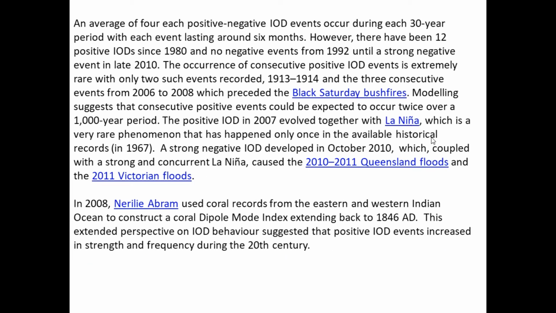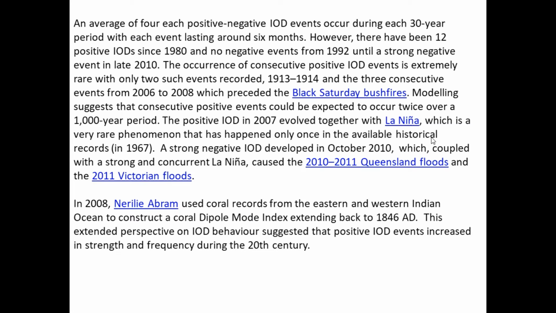An average of 4 each positive and negative IOD events occurred during each 30-year period, with each event lasting around 6 months. However, there have been 12 positive IODs since 1980, no negative events from 92 until a strong negative event in late 2010. The occurrence of consecutive positive IOD events is extremely rare, with only 2 such events recorded in 1913 and 1914, and 3 consecutive events from 06 to 08, which preceded the Black Saturday bushfires.